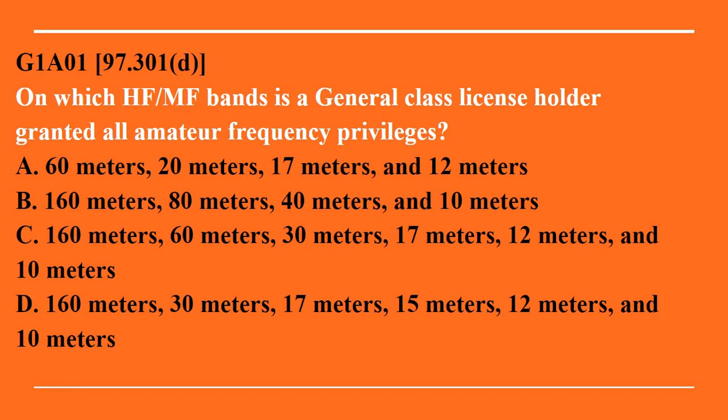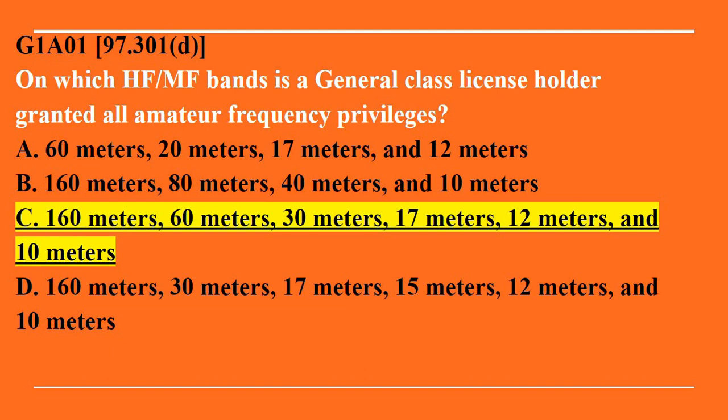First question, G1A01. On which HF/MF bands is a general class license holder granted all amateur frequency privileges? A. 60 meters, 20 meters, 17 meters, and 12 meters. Or B. 160 meters, 80 meters, 40 meters, and 10 meters. C. 160 meters, 60 meters, 30 meters, 17 meters, 12 meters, and 10 meters. Or D. 160 meters, 30 meters, 17 meters, 15 meters, 12 meters, and 10 meters. Correct answer is C. 160 meters, 60 meters, 30 meters, 17 meters, 12 meters, and 10 meters.